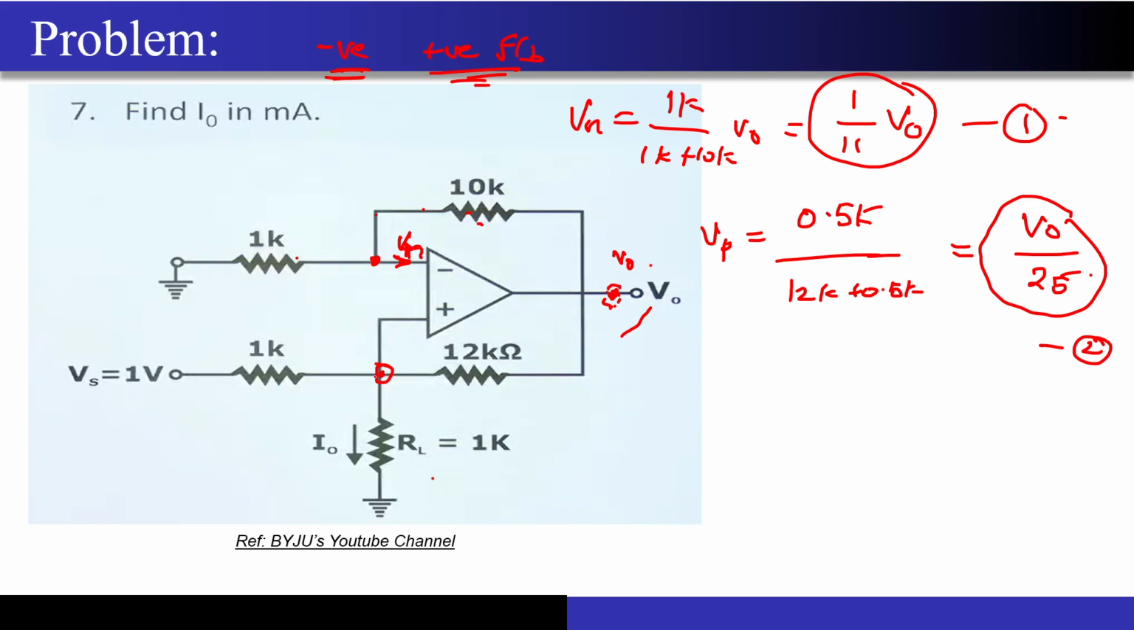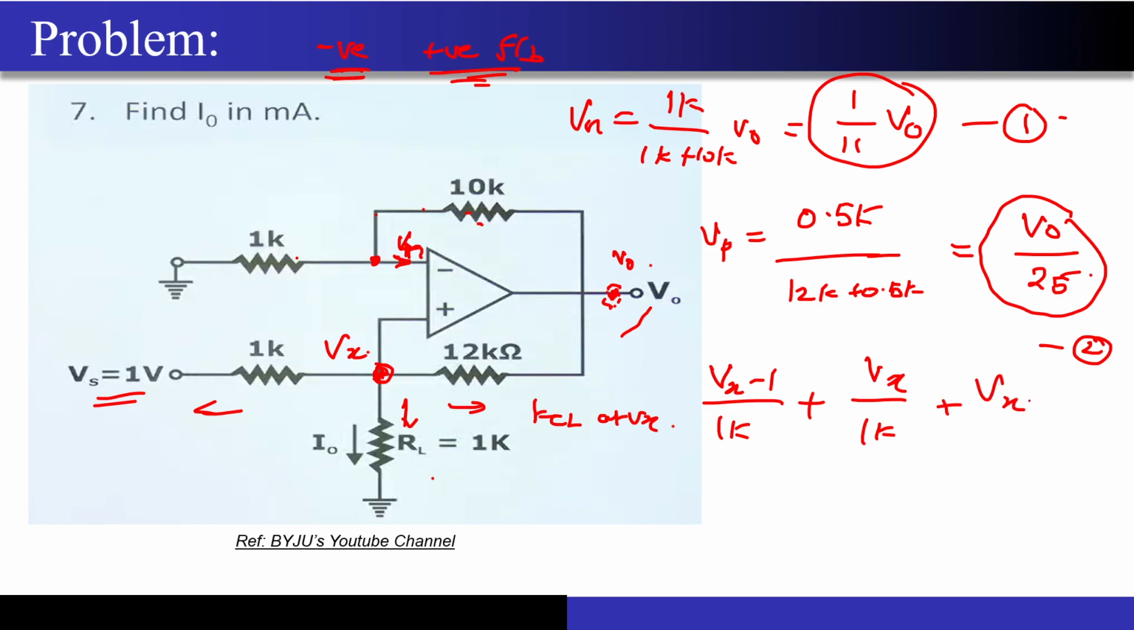What we have to do is apply KCL at this particular node to find the value over here, correct? This voltage is given as 1 volt. Now I will write this as Vx, and apply KCL at Vx. For this path, the KCL term is (Vx minus 1) upon 1k. For this path, it is Vx upon 1k. And for this path, it is (Vx minus Vo) upon 12k. Now this has to be equal to 0, correct? Here Vx is there and V0 is there.